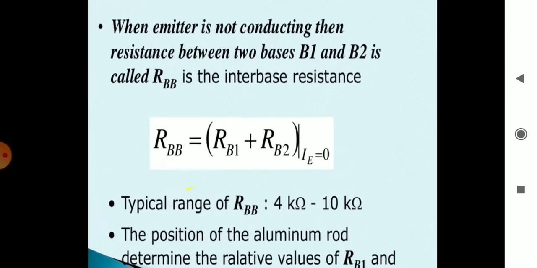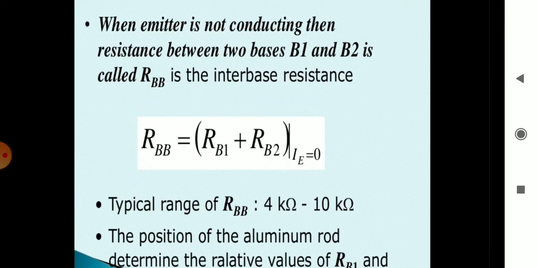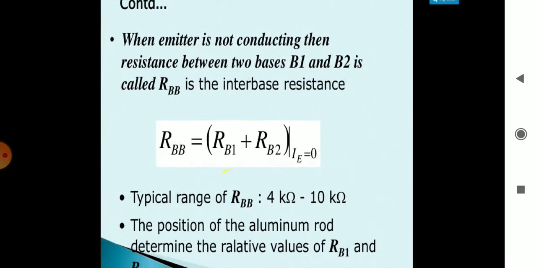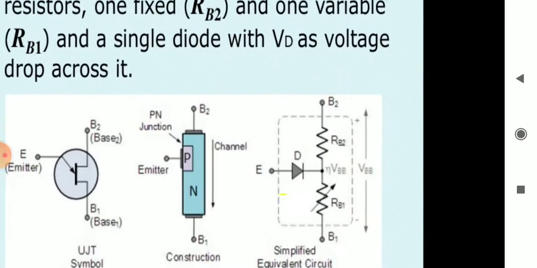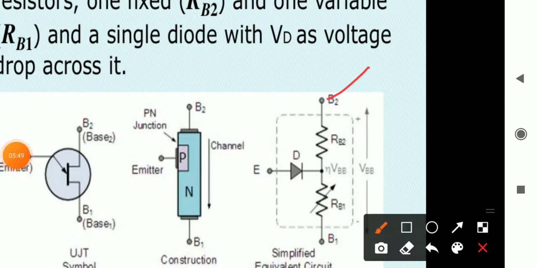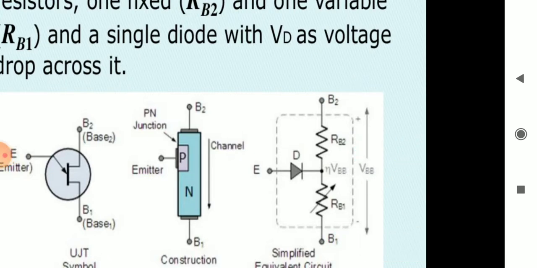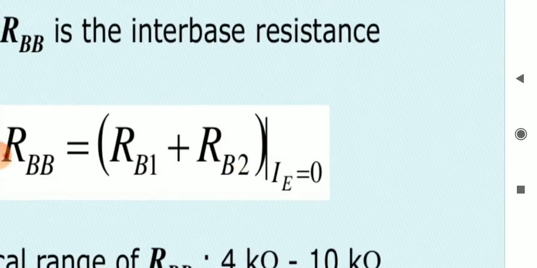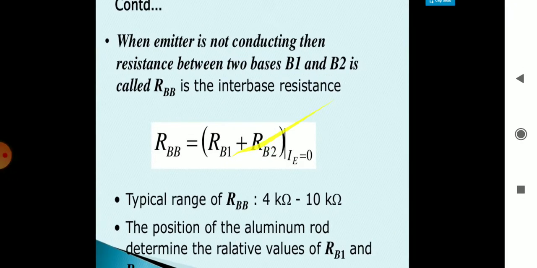That resistance RBB is the interbase resistance, the sum of RB1 plus RB2. So when the diode is not conducting, the interbase resistance between the points B1 and B2, from here to here, we call RBB, which is the sum of RB1 plus RB2. This RBB is at the condition when the emitter is not conducting, that is why IE equals 0. The value of this RBB between the two ohmic contacts varies from 4 kilo ohm to 10 kilo ohm.